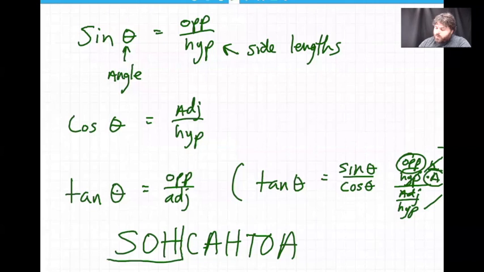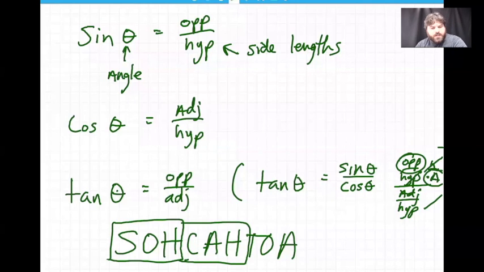So this is the first one. Sine is equal to opposite over hypotenuse, SOH. Sine is equal to opposite over hypotenuse. CAH, cosine of the angle, is equal to adjacent over hypotenuse. And then TOA, the tangent, is equal to the opposite over the adjacent. Just an easy way to help you remember these.